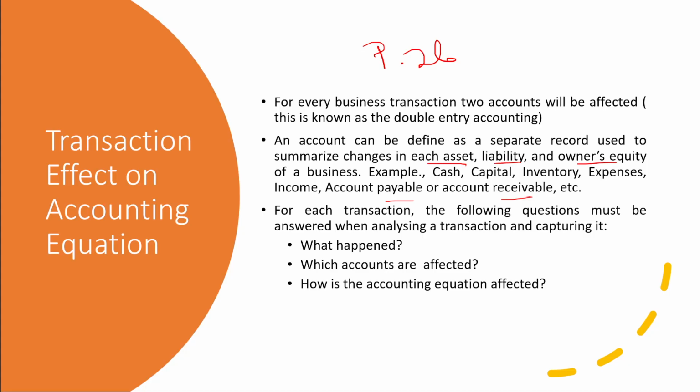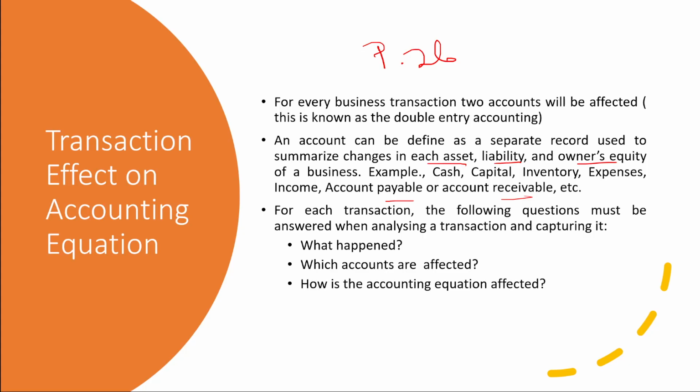After that, we move to the second question, which is, which accounts are affected? During this question, we try to identify the accounts that are affected. On the first bullet, I mentioned that you are going to focus on the major two accounts that have been affected. If we bought inventory on credit, we are going to have inventory as one of the accounts, and accounts payable as the other account.